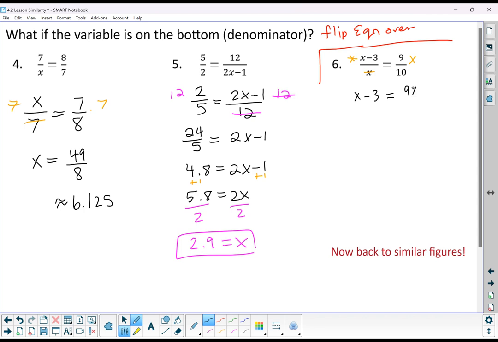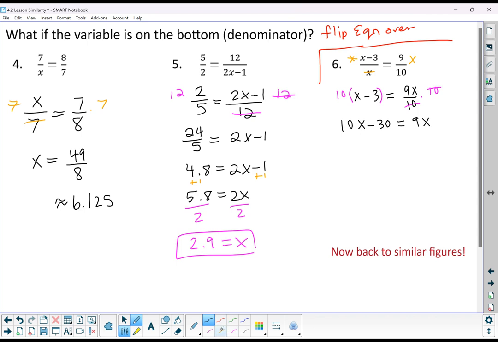I can put the x and the 9 sort of together in that numerator, so now I have x minus 3 is equal to 9x divided by 10. Well, I still have a fraction I would like to clear, so I'm going to now multiply both sides of my equation by 10. When I multiply the left side by 10, I have to remember that I have a binomial here, so I need to distribute that 10 when I multiply. So if we distribute the 10, we now have 10x minus 30 is equal to 9x.